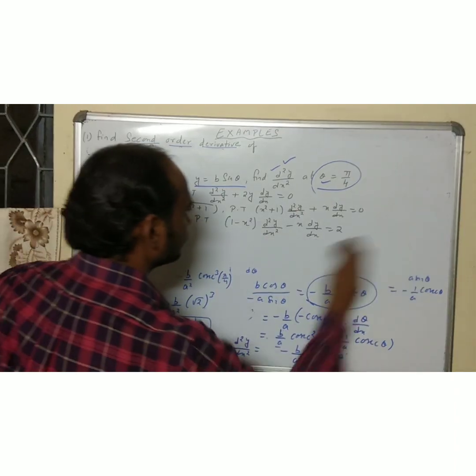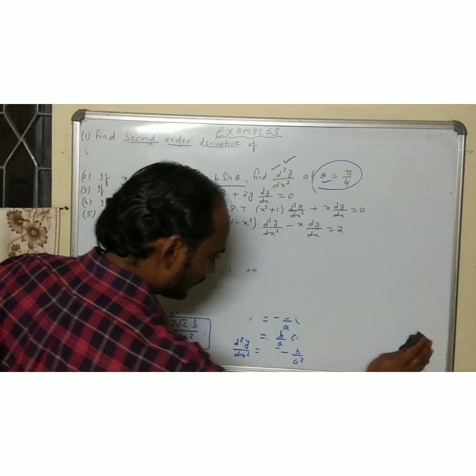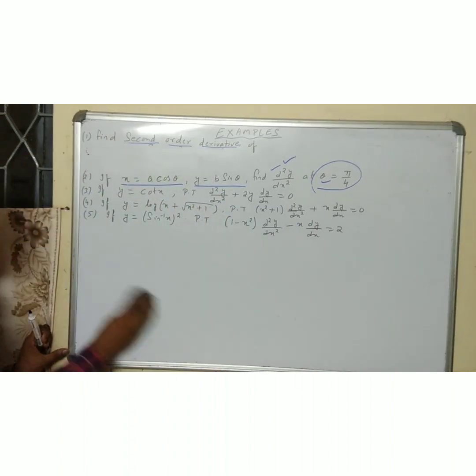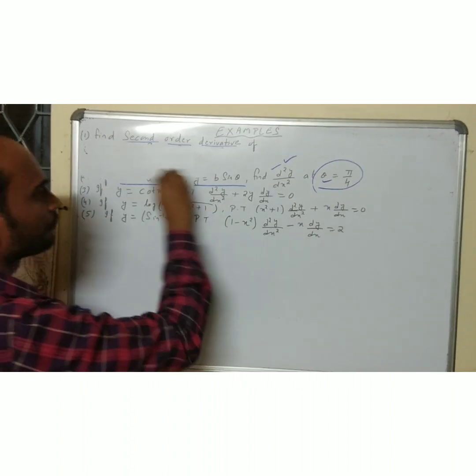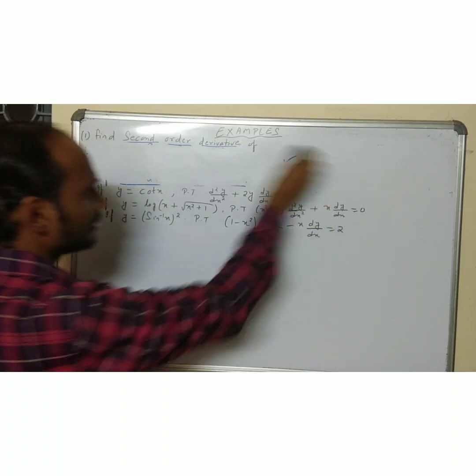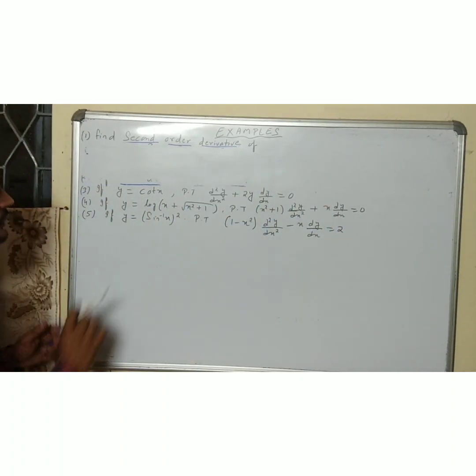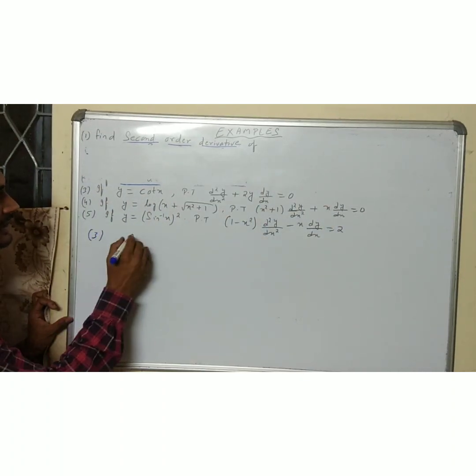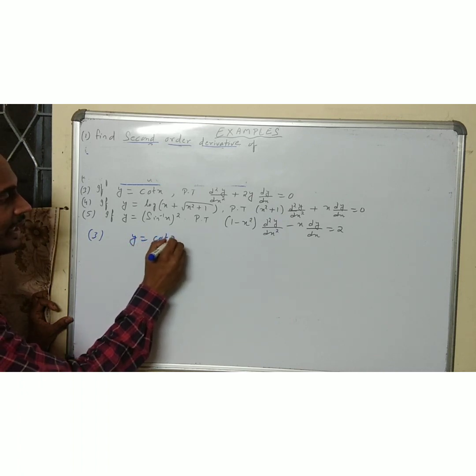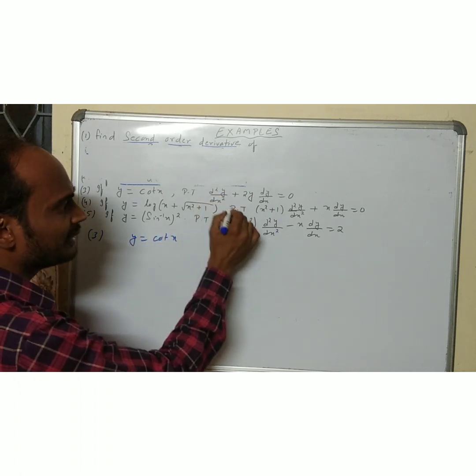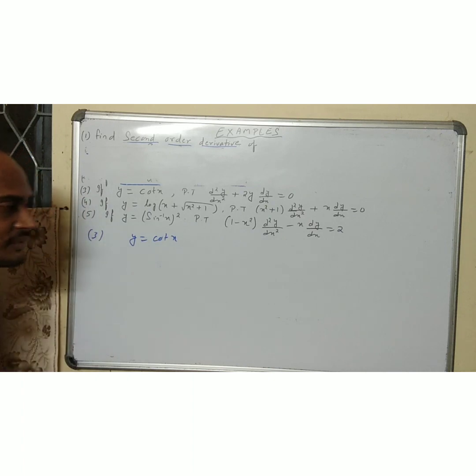Now the third question is a proving question. So this type of proving questions are more important for you. So let us see how to solve this proving question here. So this third question, it is given to us that y equals to cot x, and we have to prove this d2y by dx square plus 2y dy by dx equals to 0.